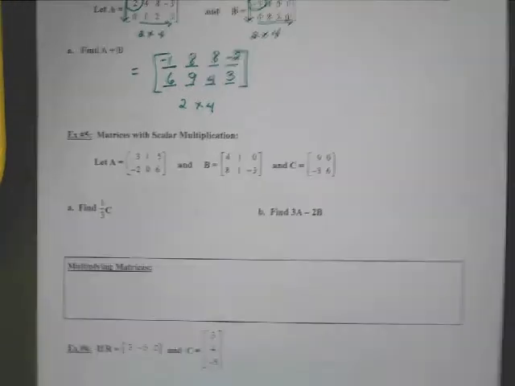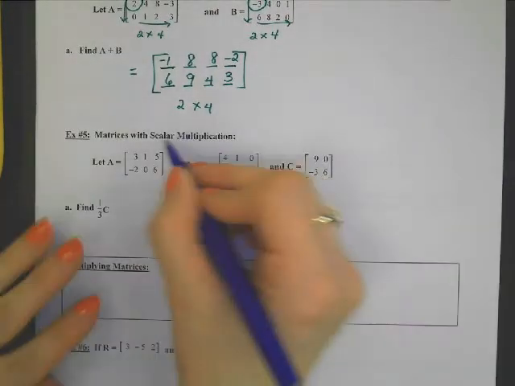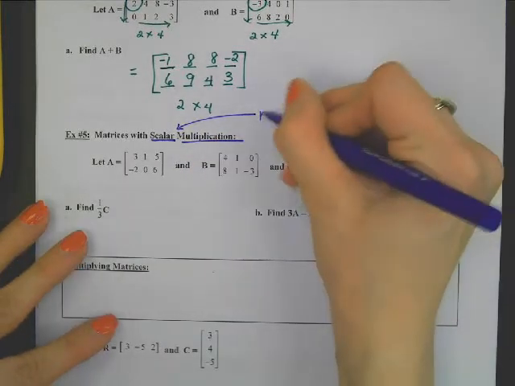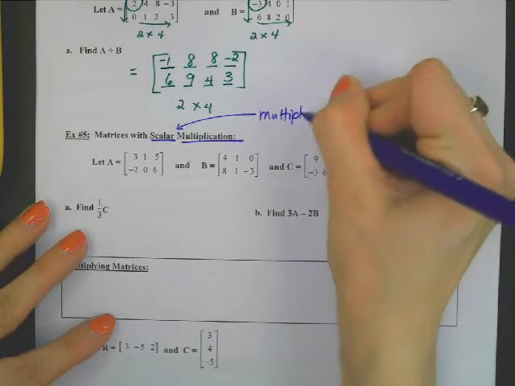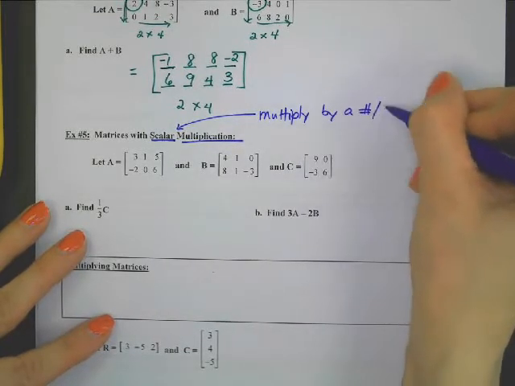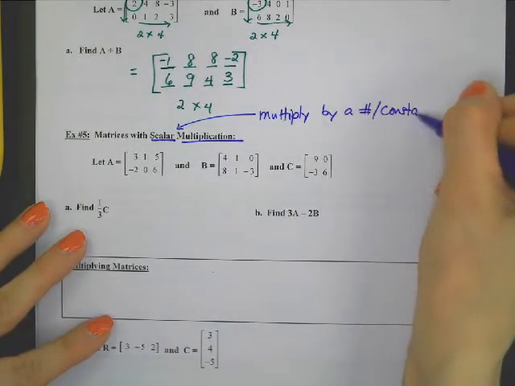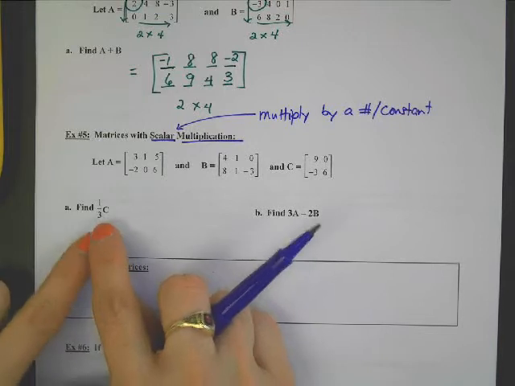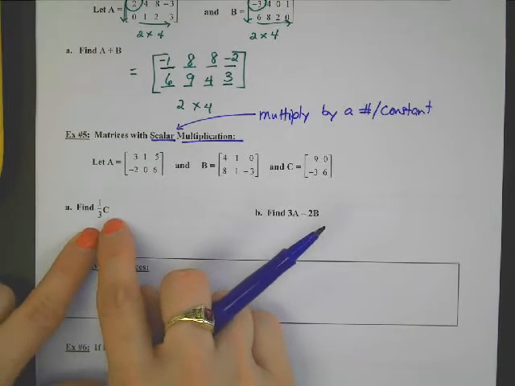Okay, scalar multiplication. This is the easy kind of multiplication. So what that means, scalar multiplication, means you're going to multiply by a number, by a constant. And when you do that, every entry in the matrix gets multiplied by that. Okay, for example, 1/3 of C.